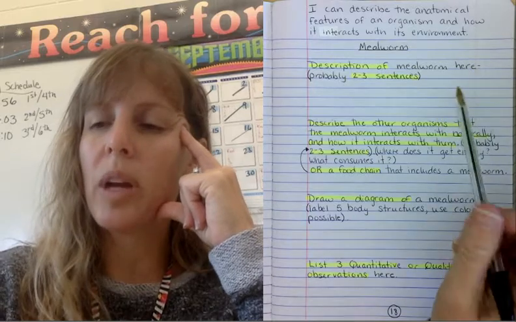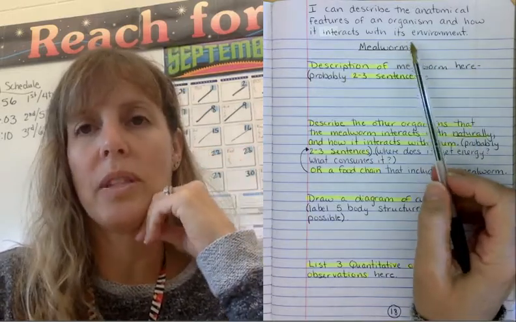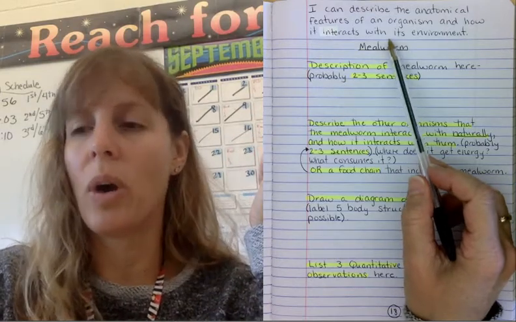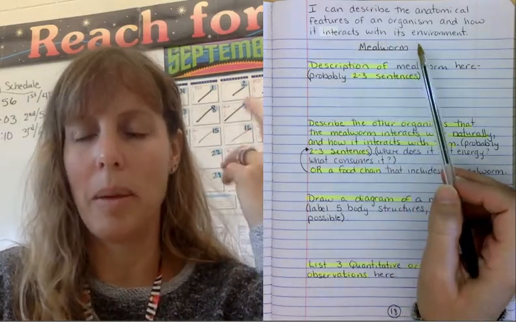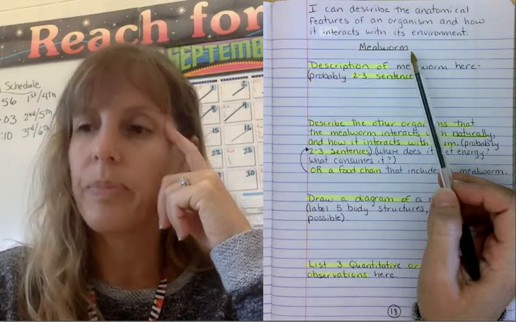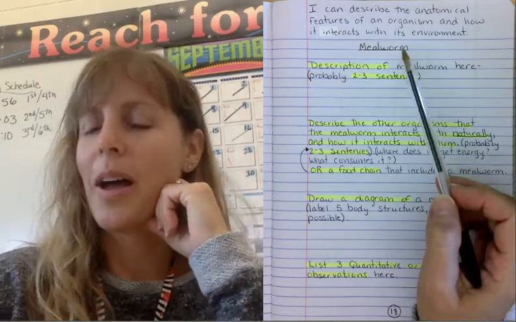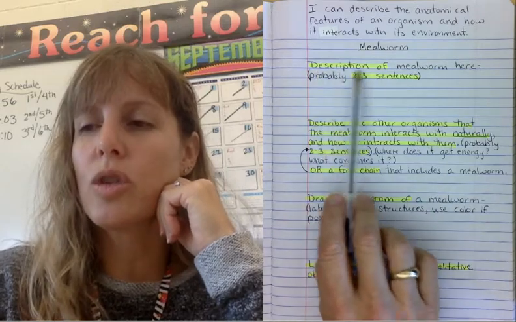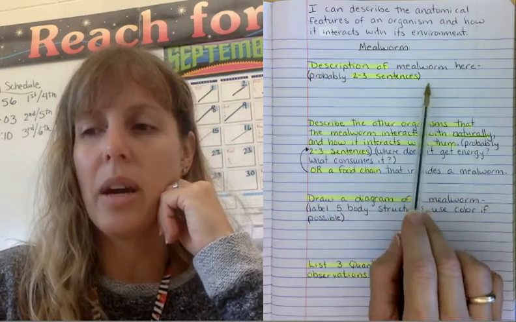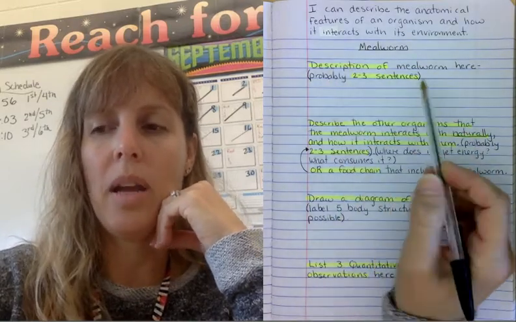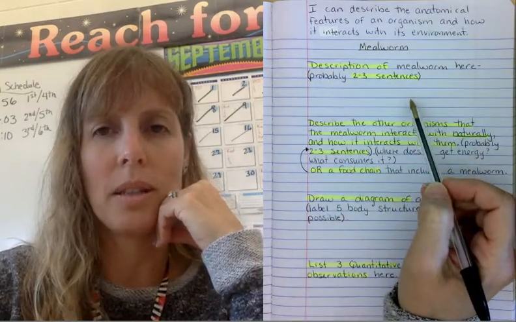So if you're working with a mealworm, and we'll just use mealworms for the sake of discussion, then you'll put the mealworm here, or you'll just put the title of your organism here, the name of your organism. Maybe it's a horse or a unicorn, I don't know. Not a unicorn. That's not real. Okay, so you're going to describe your mealworm here. So instead of writing describe it here, you're just going to describe it. Okay, it's probably going to take about 2 or 3 sentences.